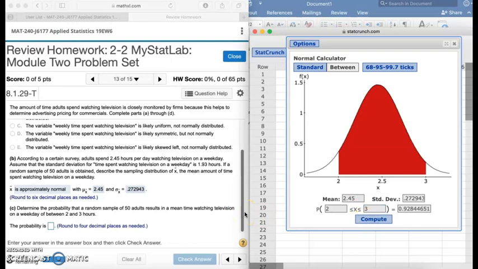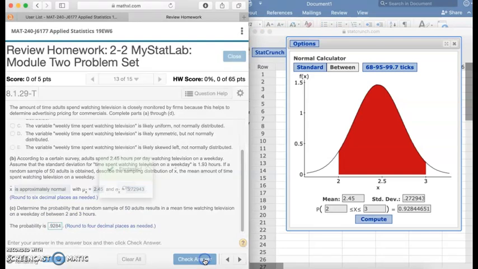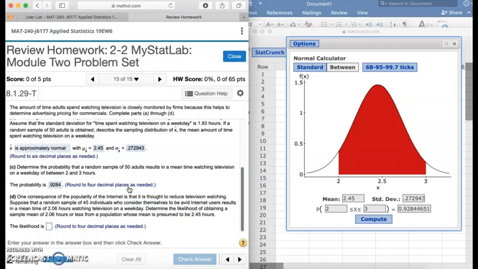Much simpler. Again, I know not everyone's comfortable with StatCrunch or using technology, and you really do need to learn how to use the table just to understand what we're looking at here. But once you have done that a couple times, you can use StatCrunch to do this. So to 4 decimal places, it says the probability is 0.9284. Check answer. Fantastic.